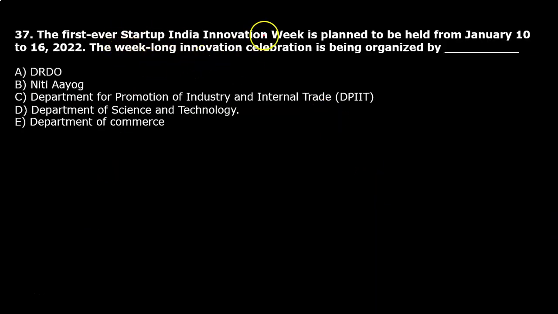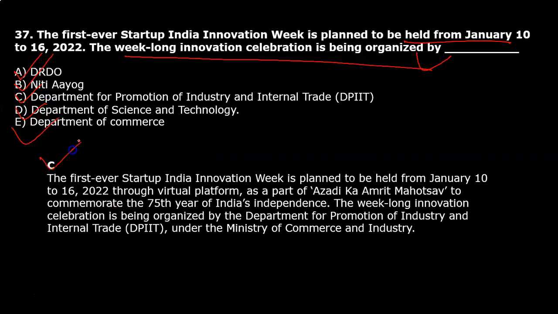The first ever Startup India Innovation Week is planned to be held from January 10 to 16. The week-long innovation celebration is being organized by which organization? The options are DRDO, Niti Aayog, Department for Promotion of Industry and Internal Trade, Department of Science and Technology, and Department of Commerce. The answer is C. It is organized by the Department for Promotion of Industry and Internal Trade, and the first ever Startup India Innovation Week is planned to be held from January 10 to 16 through a virtual platform as a part of Azadi Ka Amrit Mahotsav to commemorate the 75th year of India's independence.